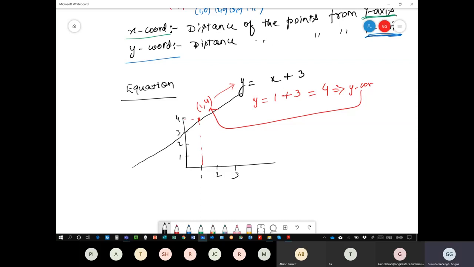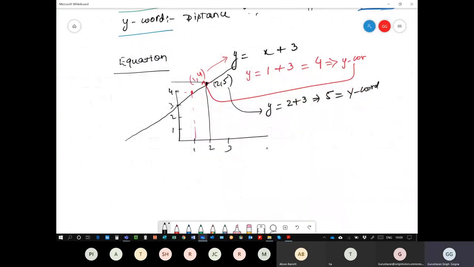If I take another point, let's say 2, 5. So the x coordinate of this point is 2. If I substitute, 2 plus 3 will give me 5, and 5 is equal to the y coordinate of this point. It means this point is on the line as well.